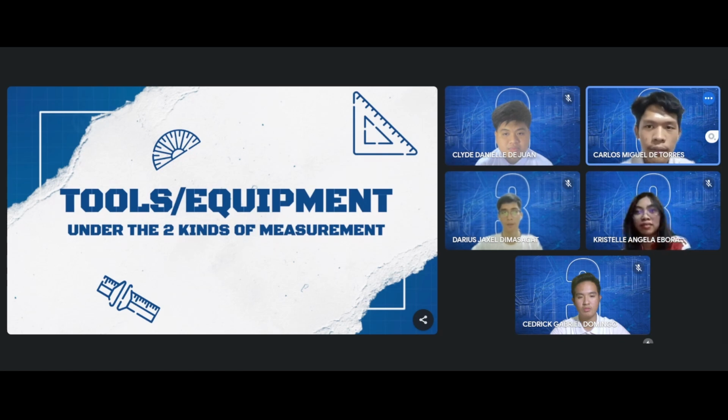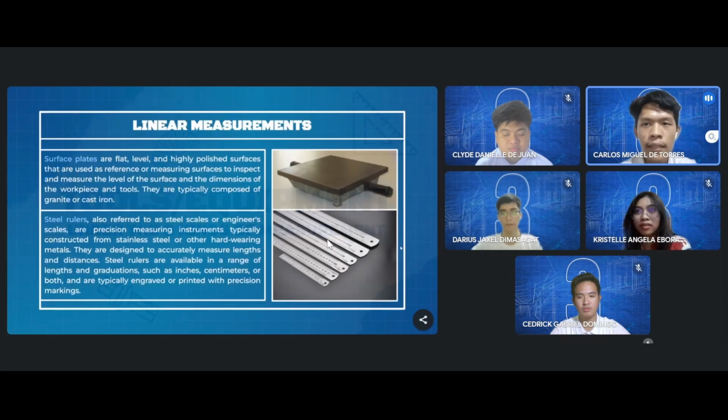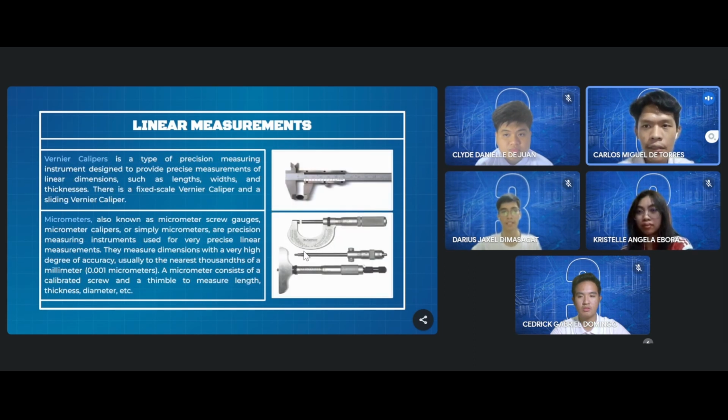Let's see their tools. First are surface plates. These tools are mainly seen in machine shops. They are flat, level surfaces used for measuring and inspecting the level and dimensions of objects. They are typically made of granite or cast iron and placed on a stable surface. Second are steel rulers. These straight edges are precise measuring tools made of stainless steel that come in various lengths and are used to measure distances. Next are vernier calipers.